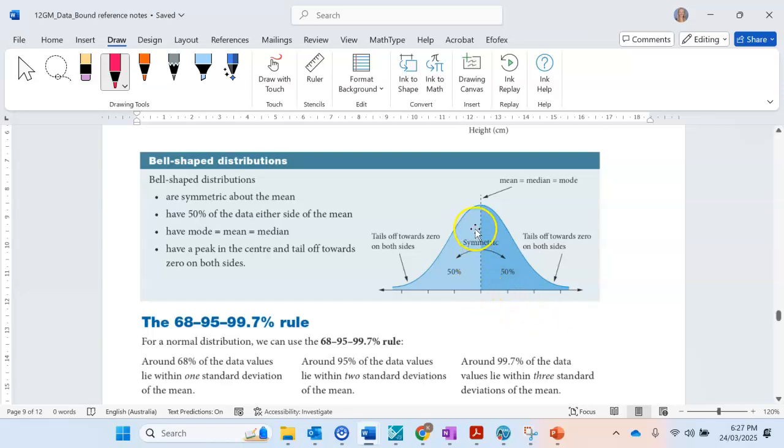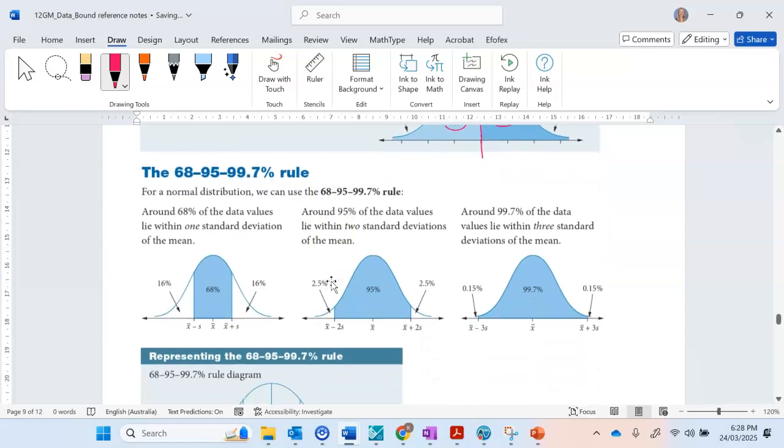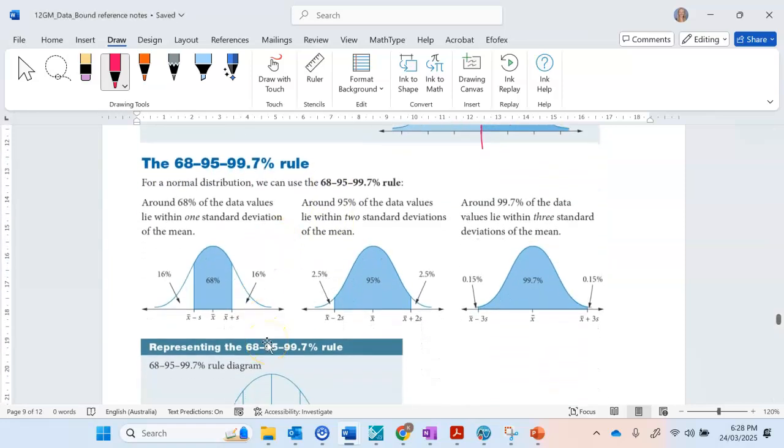So if we're splitting, let me just start drawing on here. If our mean, median and mode are equal, the reason is because it's symmetrical. So if we're looking at symmetrical data, the mean is equal to the median, which is equal to the mode. So if I'm cutting it in half, obviously we would have 50% on either side. I just see, yep, there's nothing really there that we haven't already covered. So we do talk about it in terms of the 68, 95, 99.7% rule.